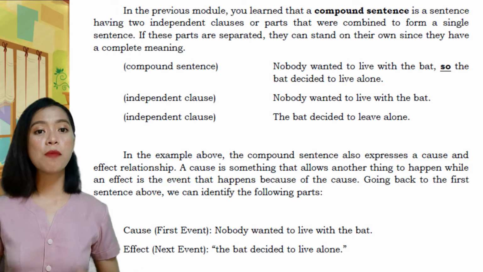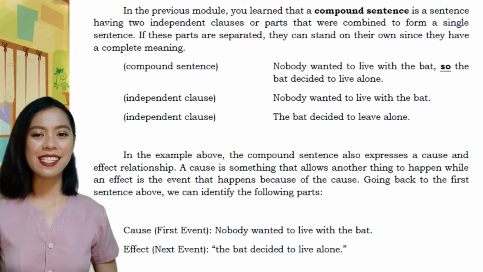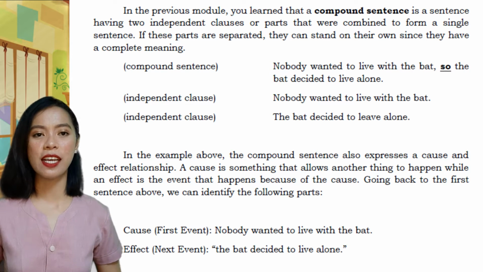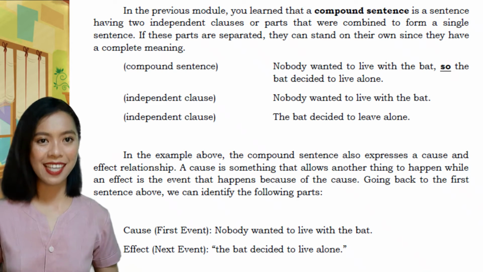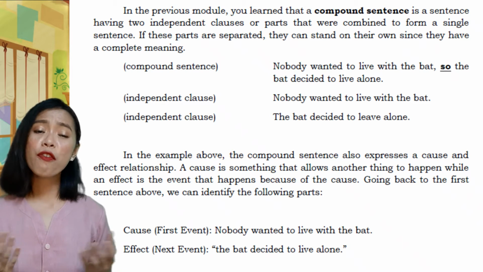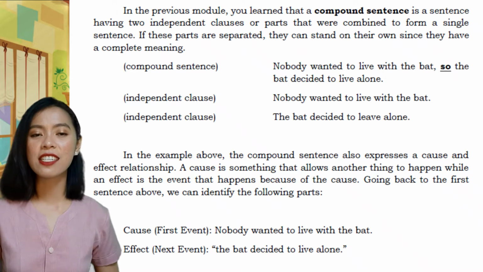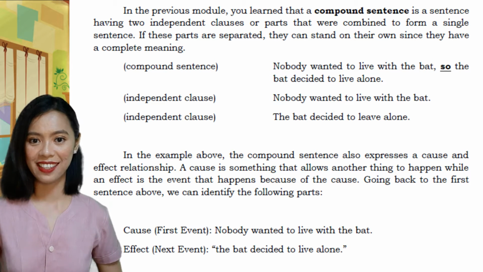In the previous module, you learned that a compound sentence is a sentence having two independent clauses, or parts, that were combined to form a single sentence. If these parts are separated, they can stand on their own since they have a complete meaning.